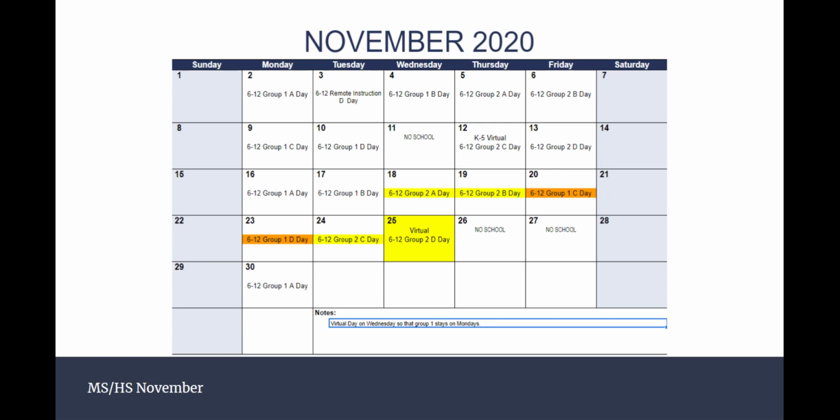Our Group 1 students are very used to coming in Mondays and Tuesdays and remote learning the rest of the week. Our Group 2 are used to coming in Thursdays and Fridays and remote learning the rest of the week. We wanted to ensure that for the remainder of 2020, we kept this intact as much as possible. So what you're seeing on the screen for our middle school and high school students changes our original calendar slightly.